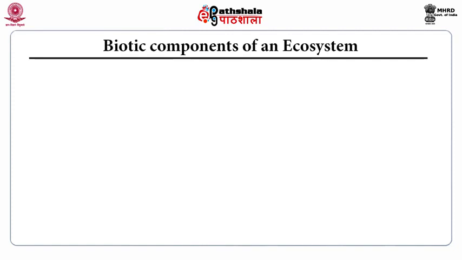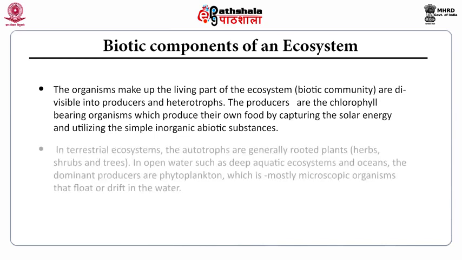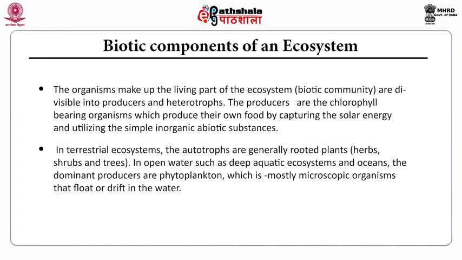So the biotic components of an ecosystem, the organisms, make up the living part of the ecosystem, the biotic community. They are divisible into producers and heterotrophs. The producers are the chlorophyll-bearing organisms which produce their own food by capturing the solar energy and utilizing the simple inorganic abiotic substances. In terrestrial ecosystems, the autotrophs are generally rooted plants such as herbs, shrubs and trees. In open water such as deep aquatic systems and oceans, the dominant producers are phytoplankton, which are mostly microscopic organisms that float or drift in water.